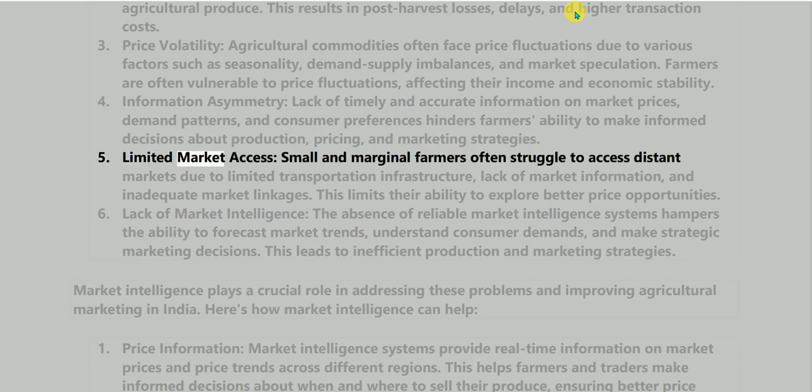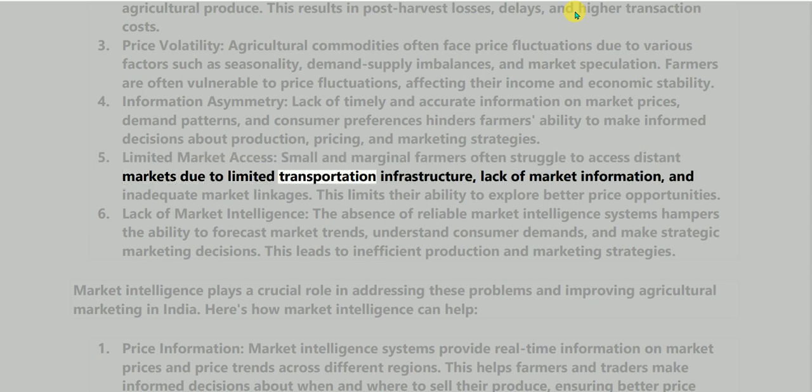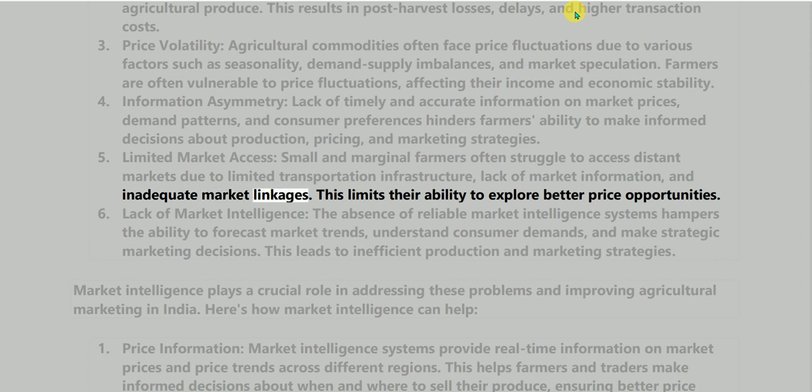5. Limited market access. Small and marginal farmers often struggle to access distant markets due to limited transportation infrastructure, lack of market information, and inadequate market linkages. This limits their ability to explore better price opportunities.